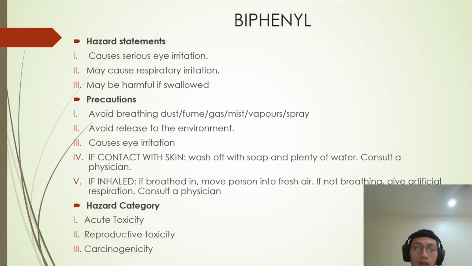Okay, the hazard category for biphenyl is firstly acute toxicity, second is reproductive toxicity, and carcinogenicity because it causes cancer also. Okay, this is all the raw materials, product and byproducts of our process, and this is all in the safety data sheets. Okay, that is all for me today.